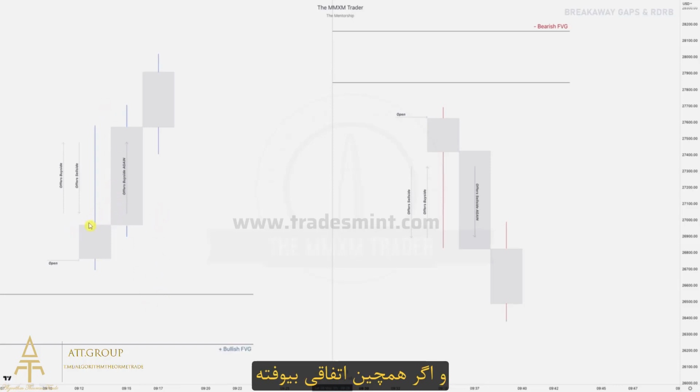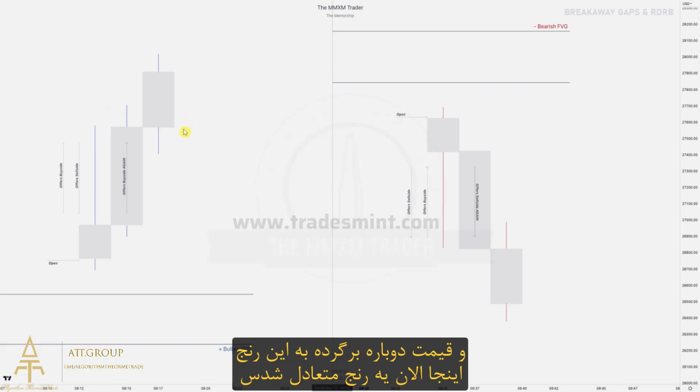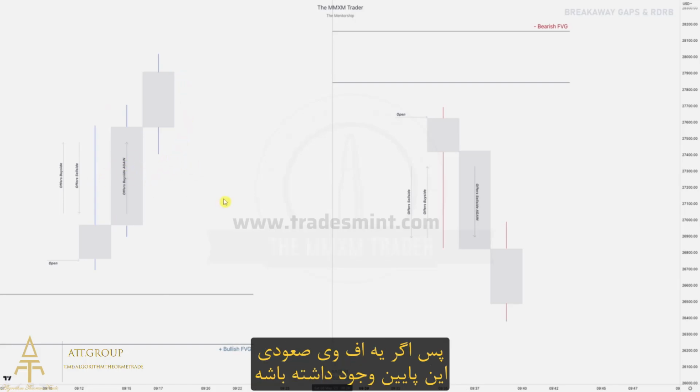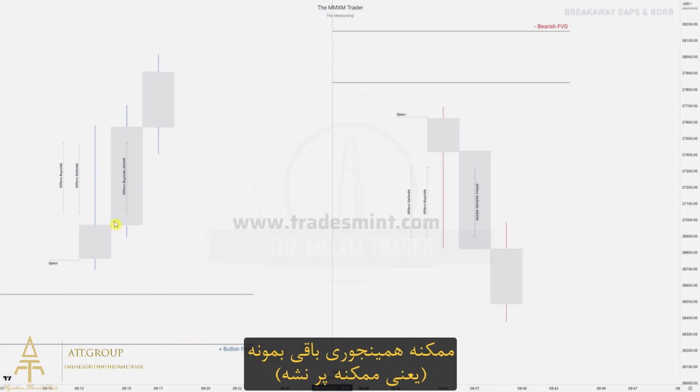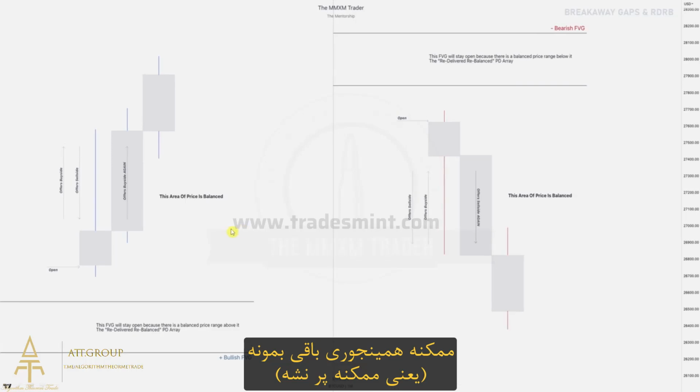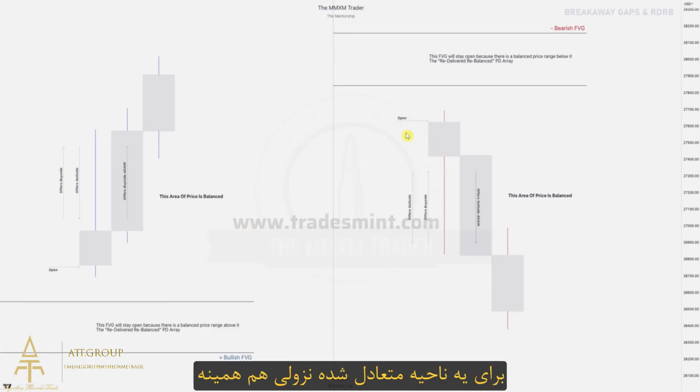And then if this occurs and price action starts to trade back into this range again, it's already a balanced price range. So if there's a bullish fair value gap below us, this can remain open. Same for a bearish fair value, bearish rebalance, redelivered price area.